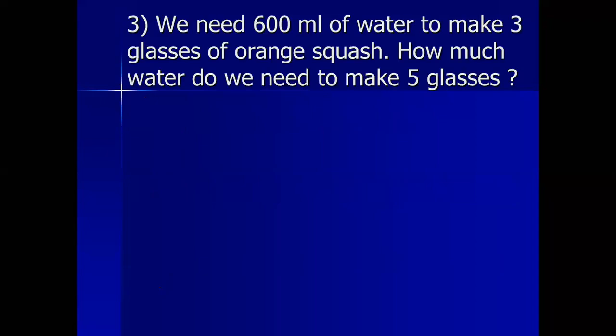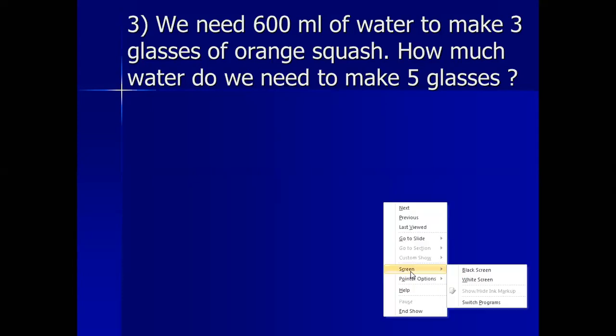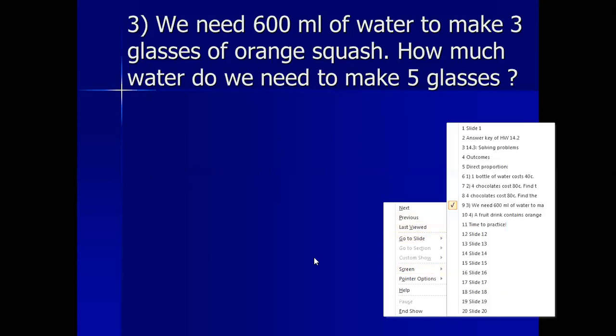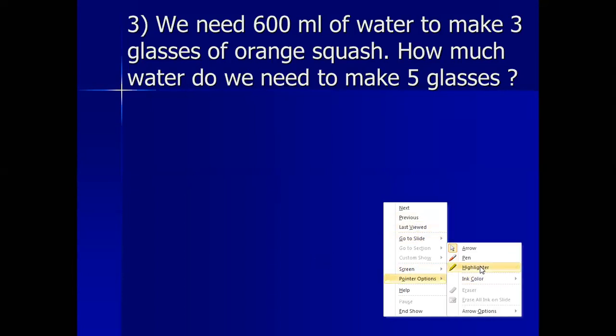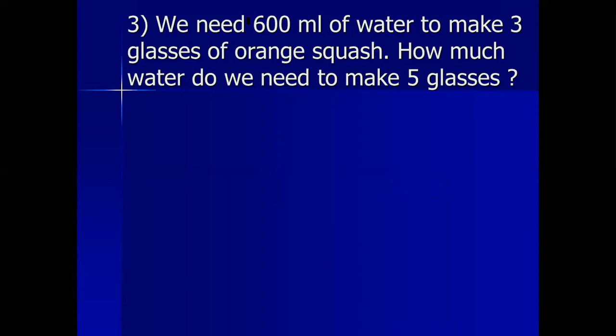Now, we need 600 milliliters of water to make 3 glasses of orange. How much water do we need to make 5? Guys, look at the question. The question says there is 600 milliliters to make 3 glasses.